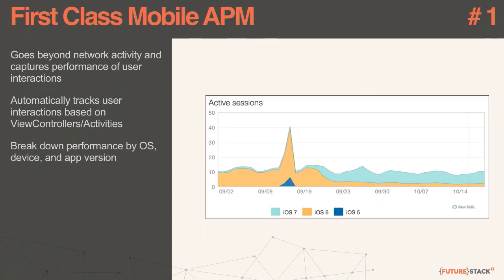We also have some new ways to break down the OS and device and app versions that are deployed out there. You know, native apps is a messy world where people download and are running different versions. It's not something we're all used to in the browser. And so we need to make it easier for you to see what's happening out there. So in this example, you can see there is a sharp increase of iOS 7 customers right after iOS 7 became generally available. This is for our own application.